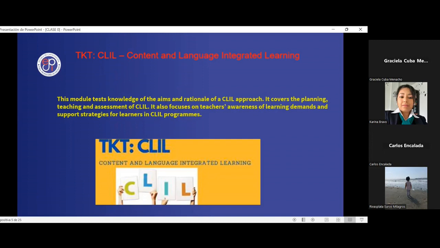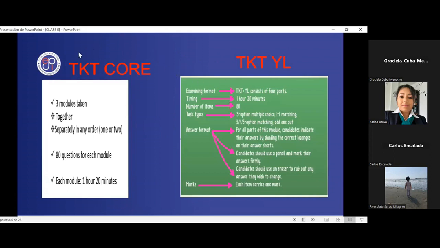So we have TKT Core, that has 3 modules, TKT Young Learners, that is only 1, and TKT CLIL, that is another one, okay? So there are some important TKTs in the market, but what we are going to reinforce today is TKT Core and TKT Young Learners. If you decide to take TKT Core, you have to manage 3 modules. Together you can face the exam, the 3 modules together, or you can take it one by one. You finish, for example, the preparation of module 1, you can take your exam. Module 2, you can take your exam. But it's better to have the 3 together, okay?